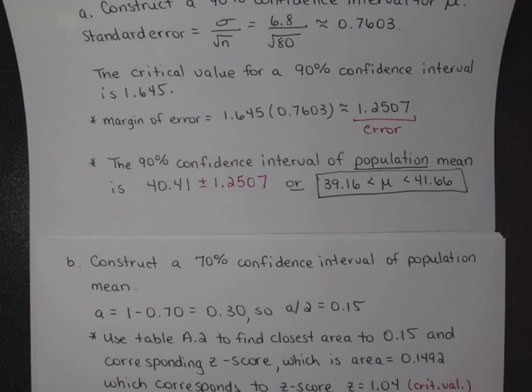Okay, so notice our error is smaller, and that should make sense to us because we're not having to be as specific, right? 70% is not as specific as 90%. Okay, and that means the 70% confidence interval. So if we only needed to be 70% certain that we were going to include the population mean in our interval, it would again be 40.41 plus or minus that error.